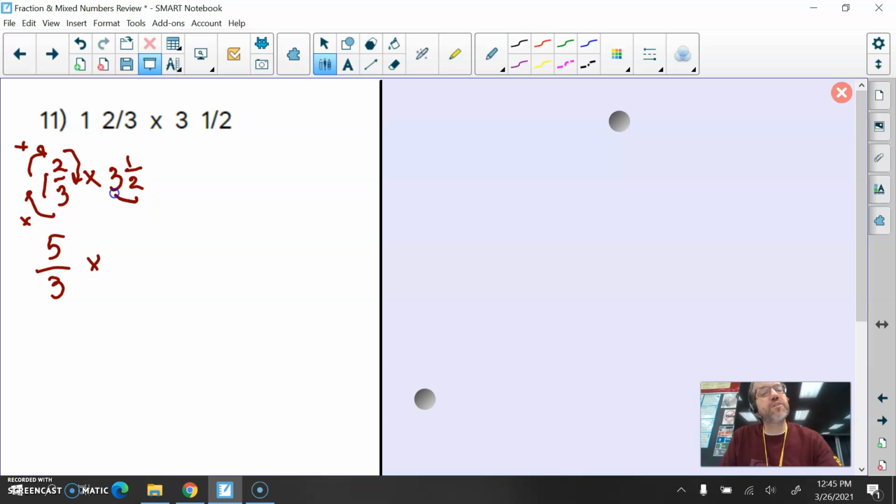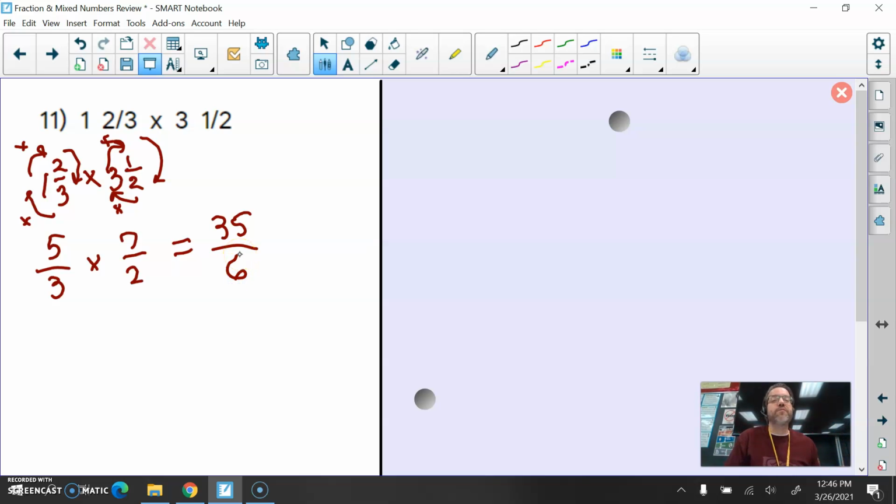Times, and then do the same thing here. 2 times 3 is 6. 6 plus 1 is 7, and put that over our denominator of 2. 7 over 2. All right, and now I can go ahead and multiply. First, though, is there anything I can simplify? The 5 doesn't share any common factors with the 2 or the 3 other than 1. And 7, again, the same thing is true here. We can't simplify anything with 3 or 2 here. So I just multiply. 5 times 7 is 35 over 3 times 2, which is 6.